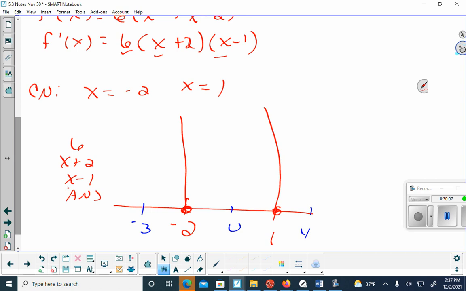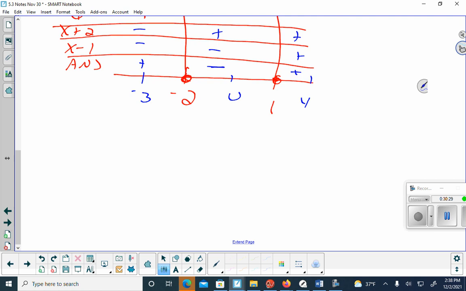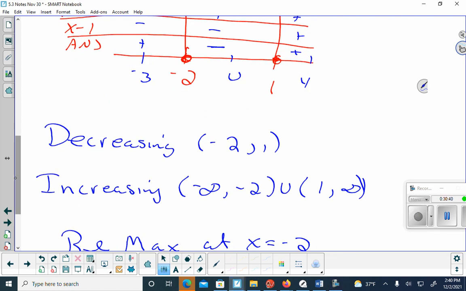Okay, so here I'm making my table. Oh, I didn't make that little dot. So 6 is always going to be positive. When I put in -3, it'll be negative, negative, and negative times the negative will make it a positive. When I put in 0, this will be positive, negative, the whole thing will be negative. When I put in 4, everything's positive. So I am decreasing from -2 to 1. It's decreasing on the interval from -2 to 1, and increasing on the interval from -infinity to -2, and then again from 1 to infinity.